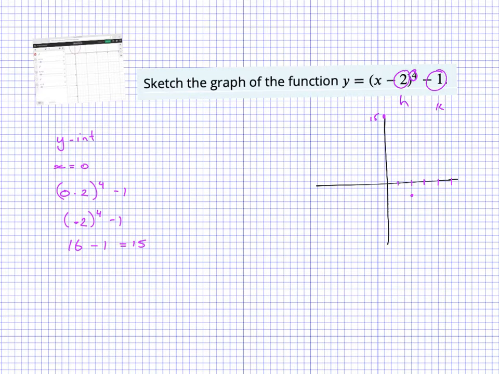X-intercept is calculated the same way as per usual. So 0 equals x minus 2 to the power of 4, minus 1. Then 1 equals x minus 2 to the power of 4. No, sorry, not minus 1. That has to be a positive 1, doesn't it? Otherwise it wouldn't have an x-intercept. So then the quartic root of 1 is equal to x minus 2. And we should also put plus or minus because there are 2 solutions, it being the 4th power. The quartic root of 1 is just 1.